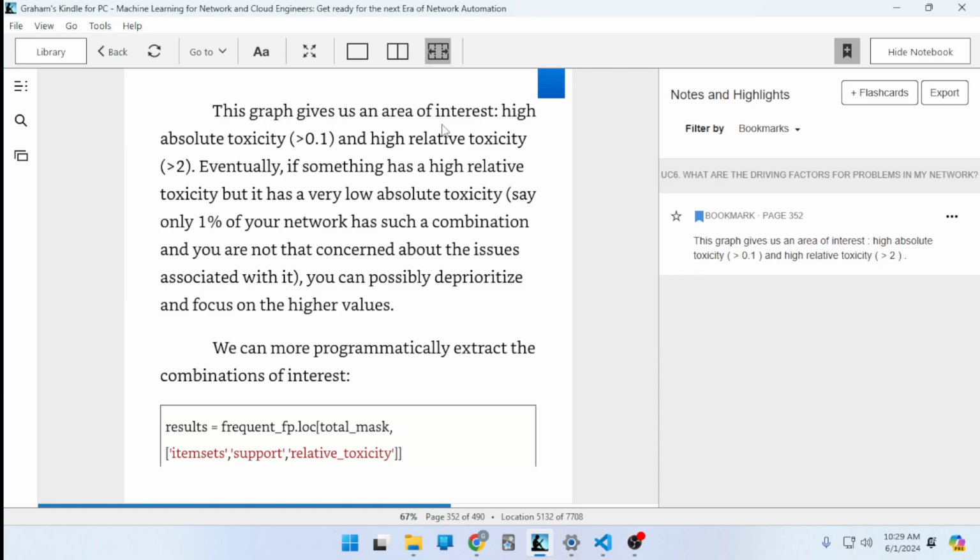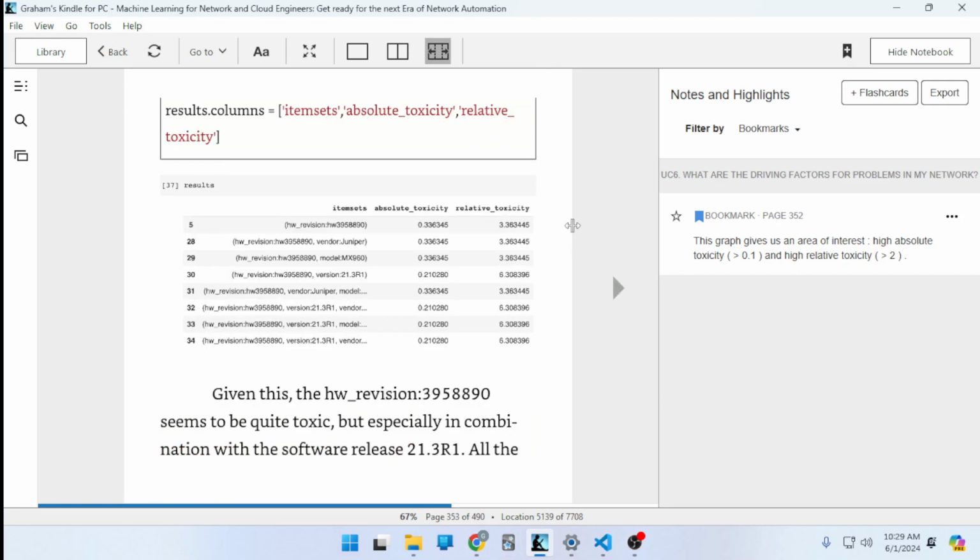Eventually, if something has a high relative toxicity, but it has a very low absolute toxicity, say only 1% of your network has such a combination, and you are not that concerned about the issues associated with it, you can possibly deprioritize and focus on the higher values. We can more programmatically extract the combinations of interest. All right, looks good to me. So here's the results for that.